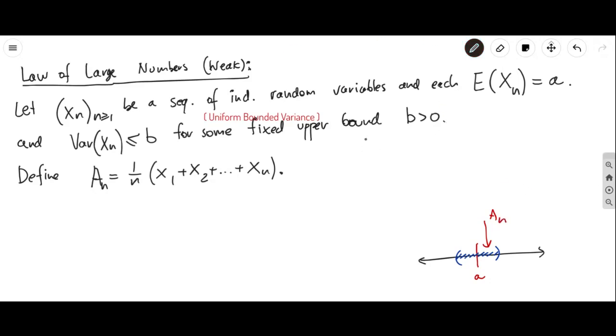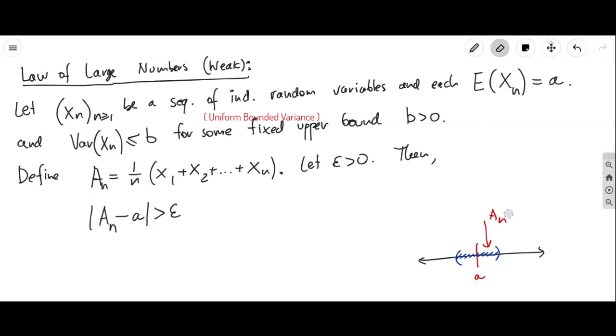Now, the way you make this rigorous is by using epsilon, just like we do in advanced calculus. We're going to say let epsilon be bigger than 0. Then we're going to look at the probability. So here's what we're going to look at: the random variable A_n minus A being greater than epsilon, that it falls outside.